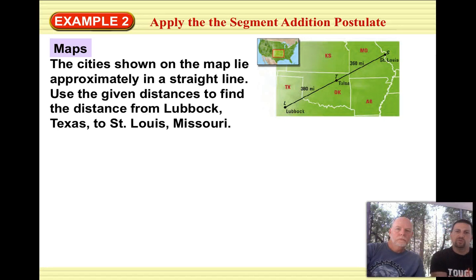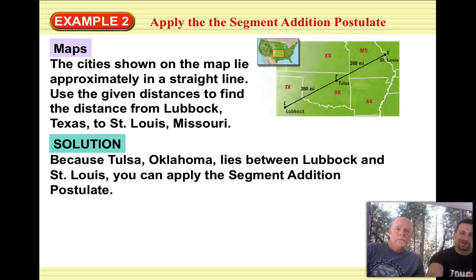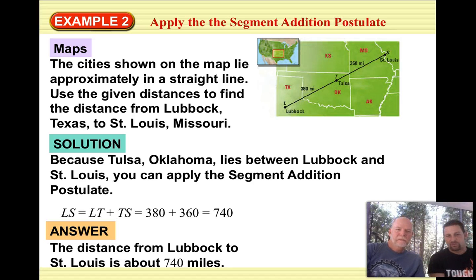And so from Lubbock to Tulsa is 380, and from Tulsa to St. Louis is 360. Well, then all you got to do is go part plus part equals whole, and here's your equation. So we can just set up the idea that from L to S is LT plus TS, and so that is 380, which is the distance from Lubbock to Tulsa, plus the different distance from Tulsa to St. Louis is 360, and we get 740, and so the whole distance is 740 miles. So we're just adding up the parts to equal the whole.